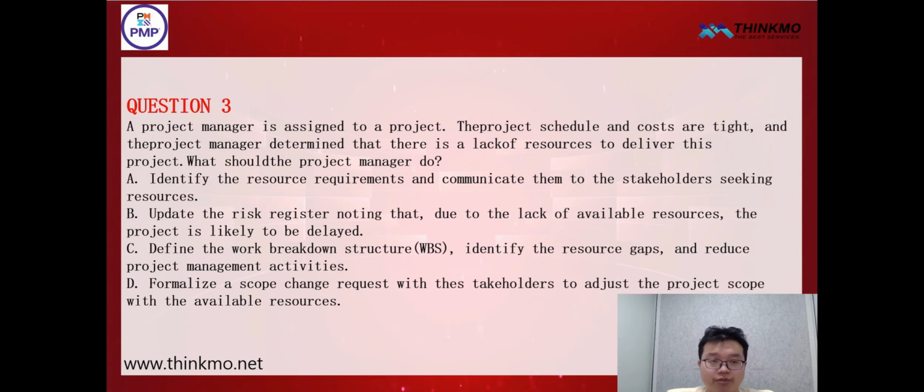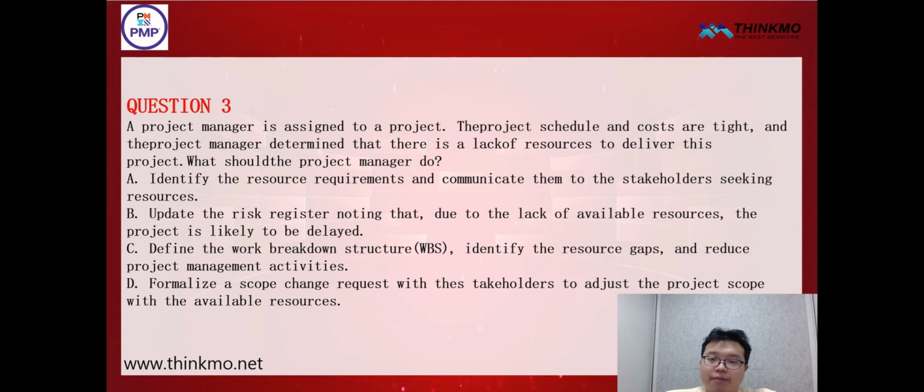Let's first look at option A. Option A is about identifying resource requirements and communicating with stakeholders to seek resources. Option B is to update the risk register, indicating that due to a lack of viable resources, the project may be delayed. Option C is about defining the work structure and identifying resource gaps, and reducing project management activities. Option D is to formally submit a scope change request to stakeholders in order to adjust the project scope based on available resources. All right, let's take a look.